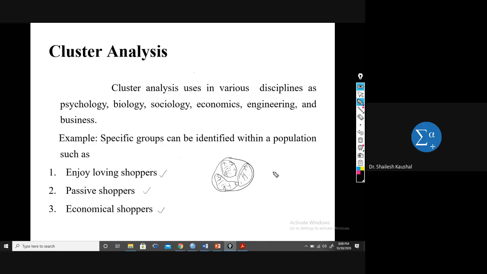So here we are clubbing the respondents, meaning a large number of respondents. We can club objects also, products also, on the basis of some characteristics. So the purpose of cluster analysis is clubbing, and the objects may be an individual, a firm, or a product.